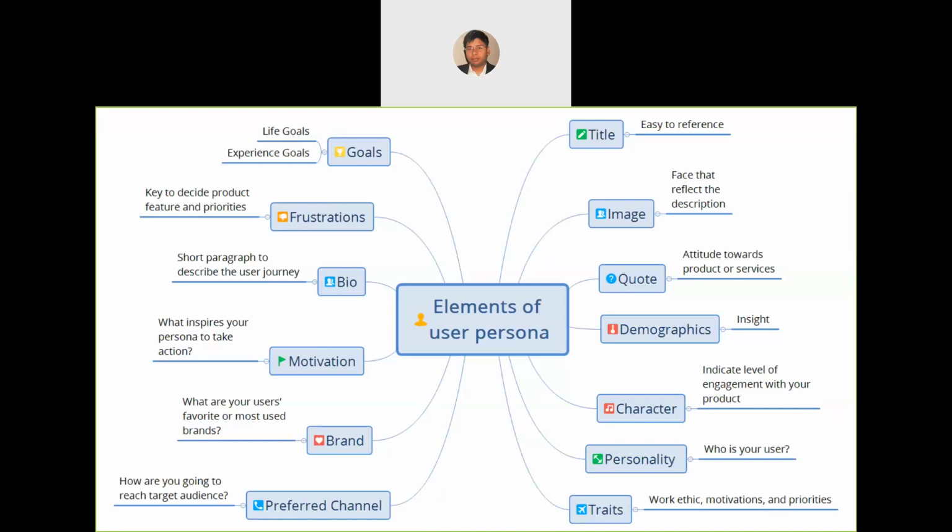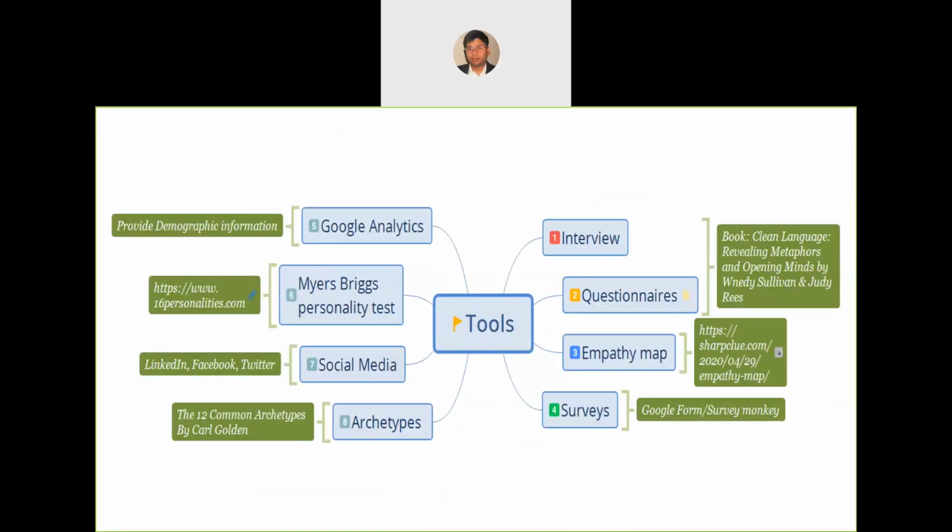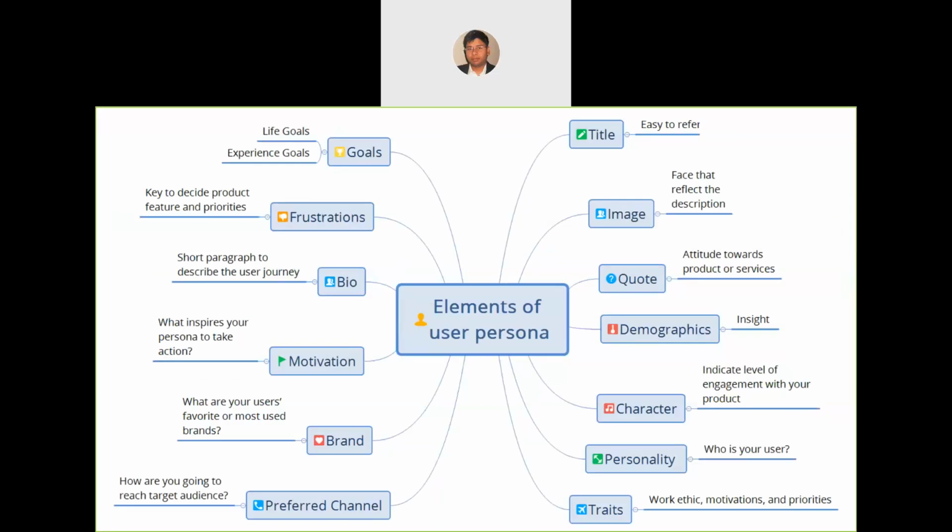There should be a bio as well, one small paragraph describing the user journey with respect to the offering: what motivates that particular user, what are the brands, what are the preferred channels of communication. Again, it will help to connect with the user, whether through an interview, survey, questionnaire, empathy map, or social media. So the preferred channel will play a big role.